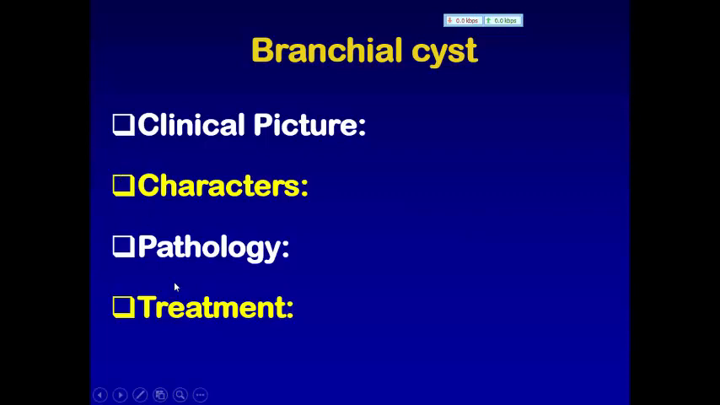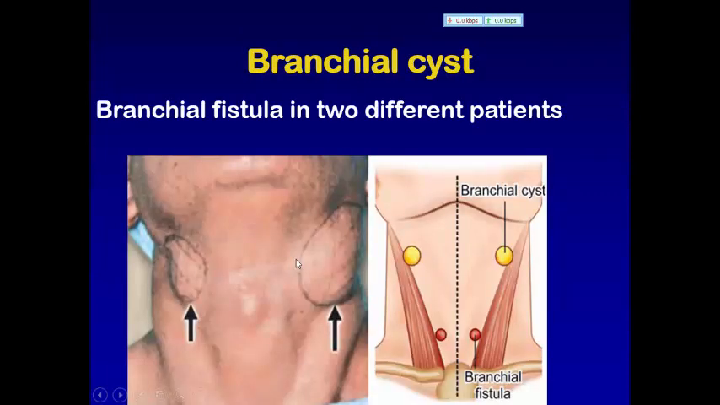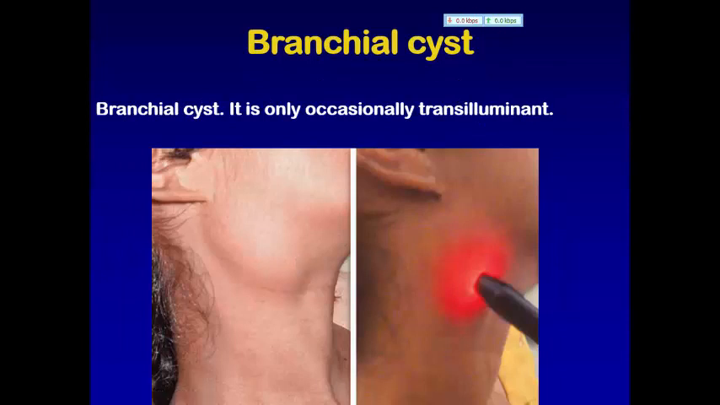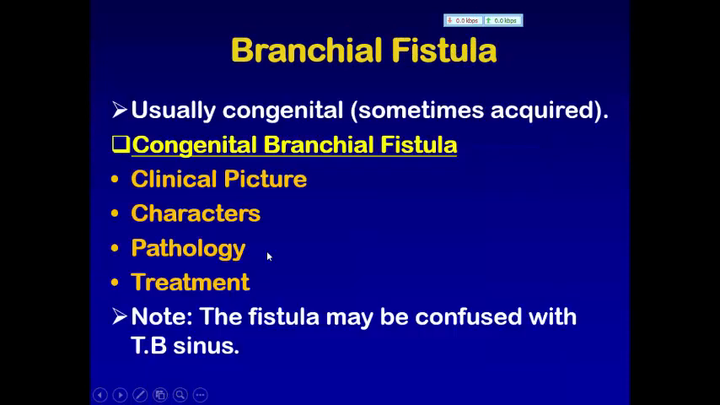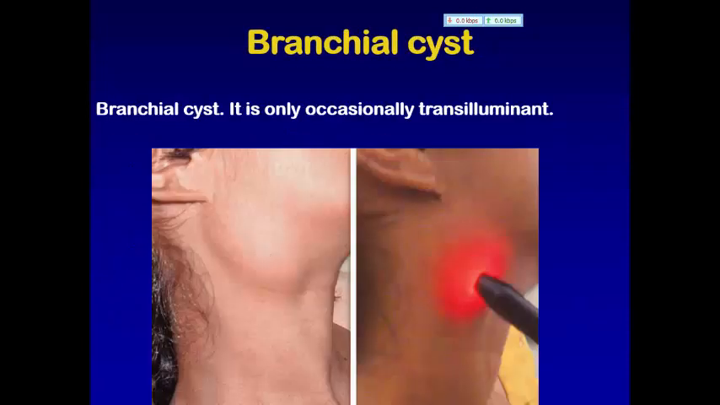The treatment of this condition is complete excision through a transverse incision. Look here at the branchial cyst: rarely, occasionally, it transilluminates. Usually it does not transilluminate because it contains not a clear fluid but an opaque fluid. So complete excision through a transverse incision. Here I will do my incision, about 2 finger breadths below the angle of the mandible, and I will open it transversely.